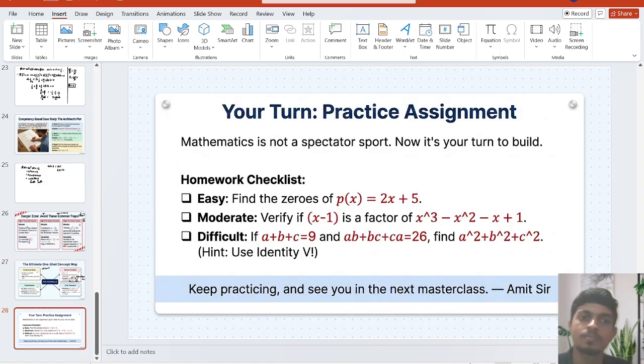And next is your practice assignment. Here is the homework checklist. You can solve it, and post your answers in the comment box.